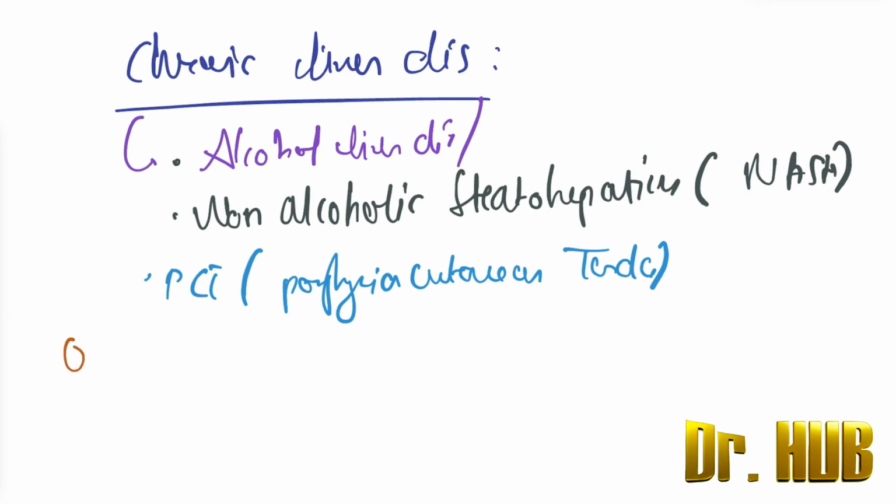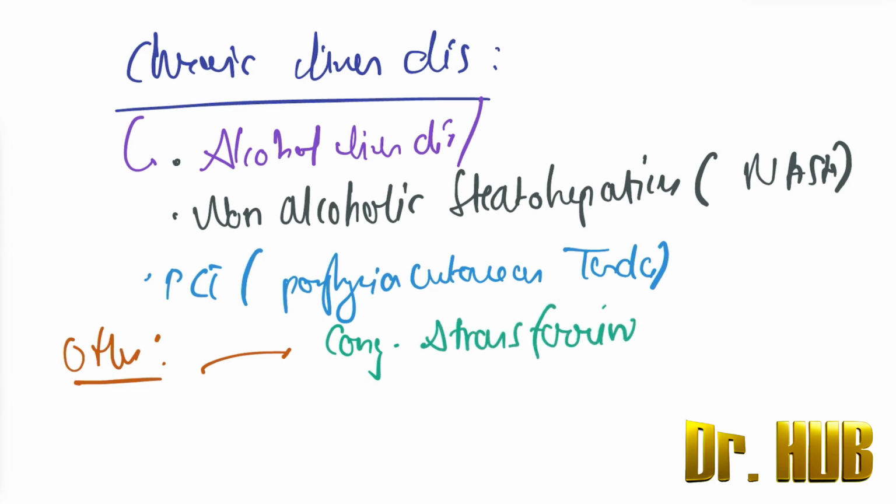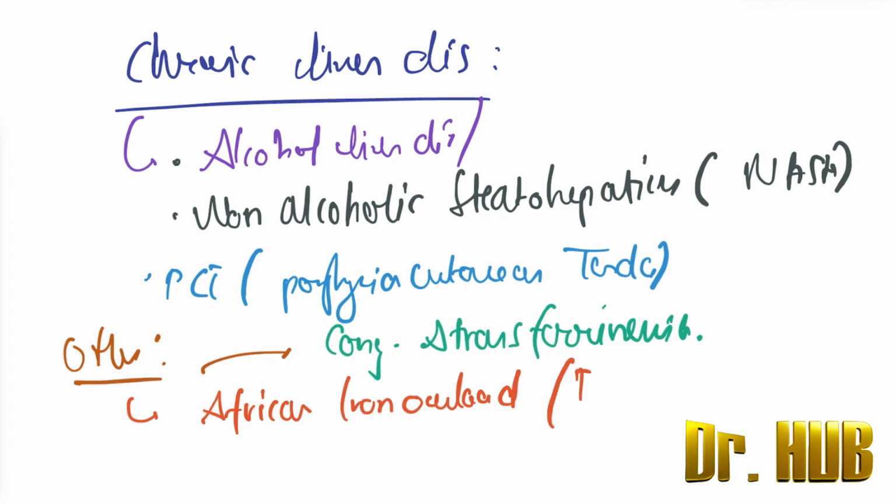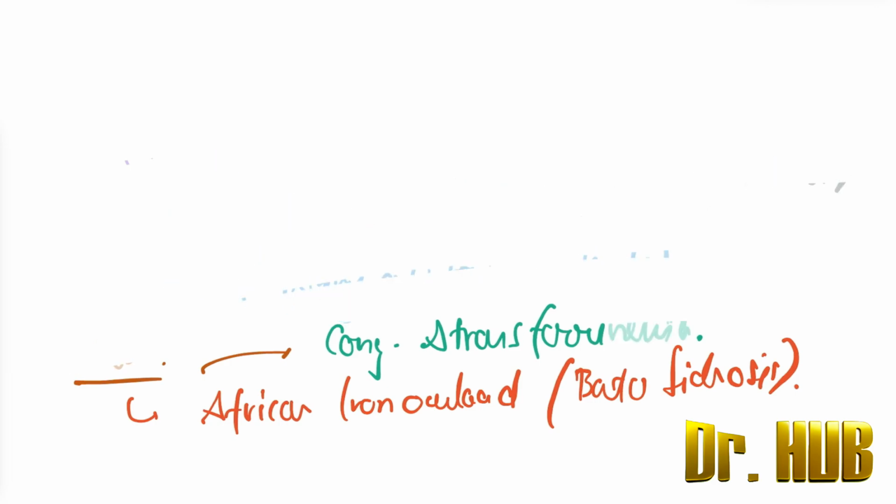Lastly, we are going to look at some other conditions. There can be congenital atransferrinemia, as well as African iron overload, which is known as Bantu siderosis.